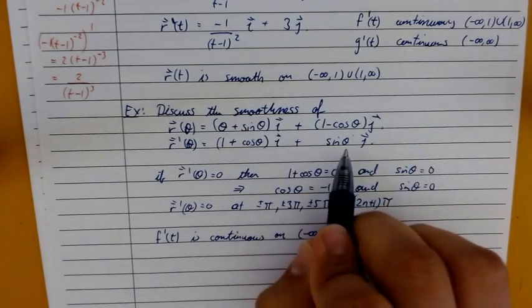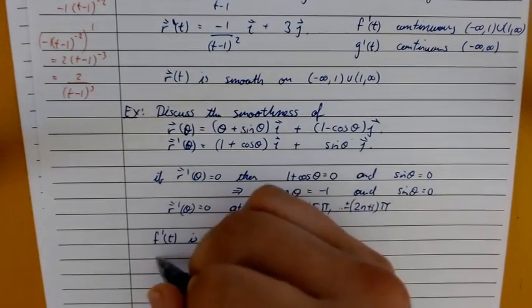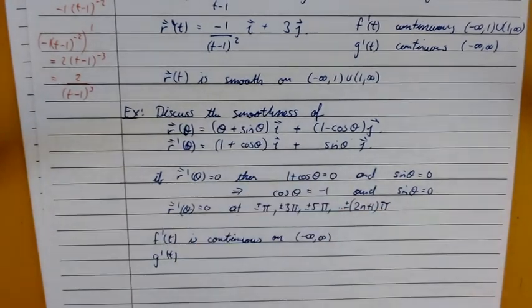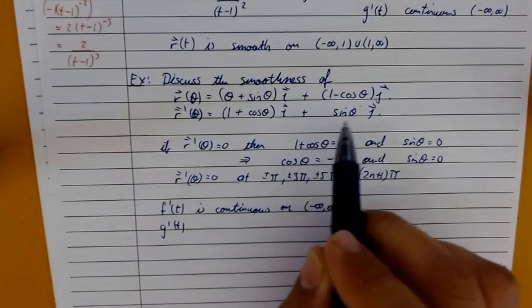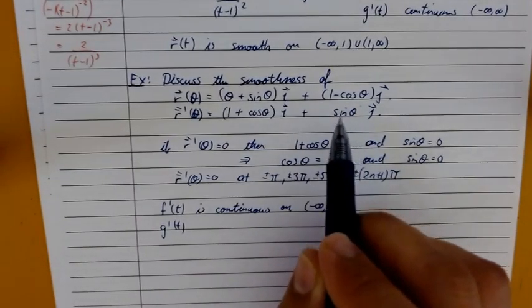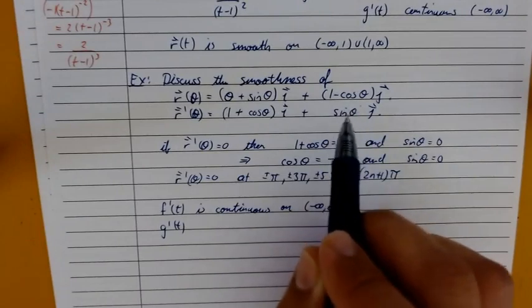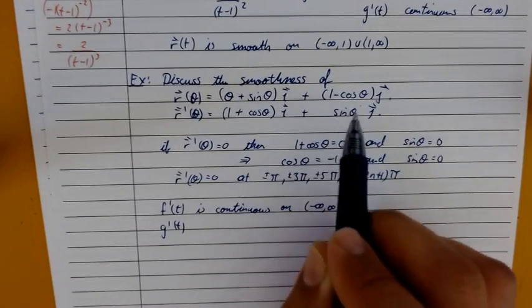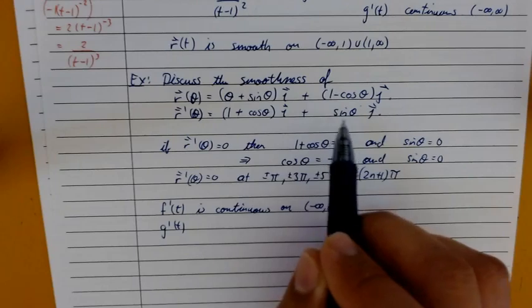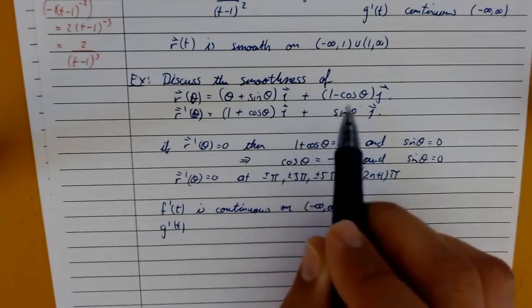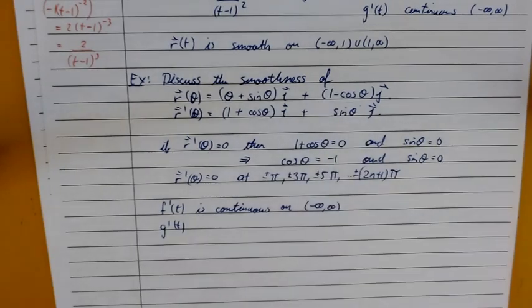And same thing for the derivative of the second component, g prime of t. If you take the derivative of the cosine of theta, that would be the sine of theta, and its derivative would be the cosine of theta, which is defined for all real numbers. So since the derivative of this is defined for all real numbers, then from a result in Cal 1, we know that it's continuous for all real numbers.